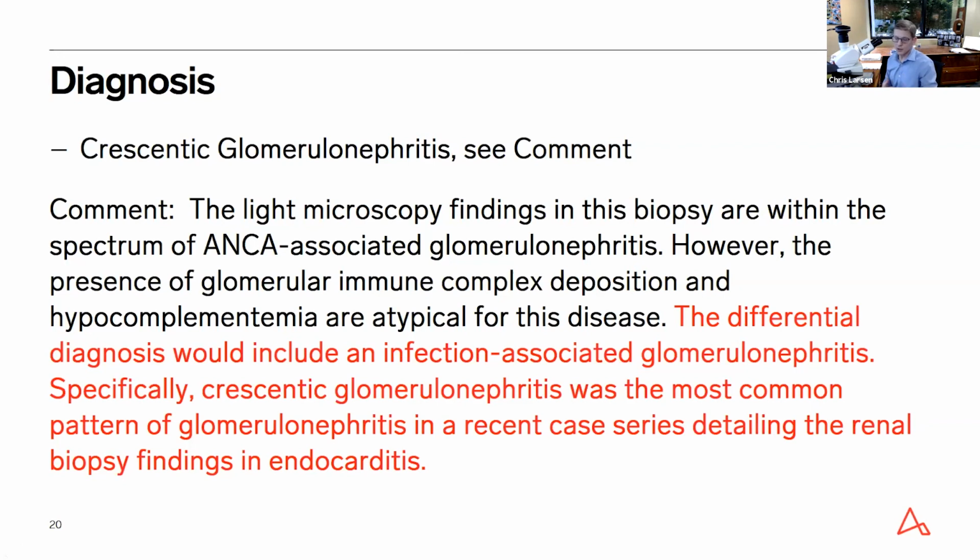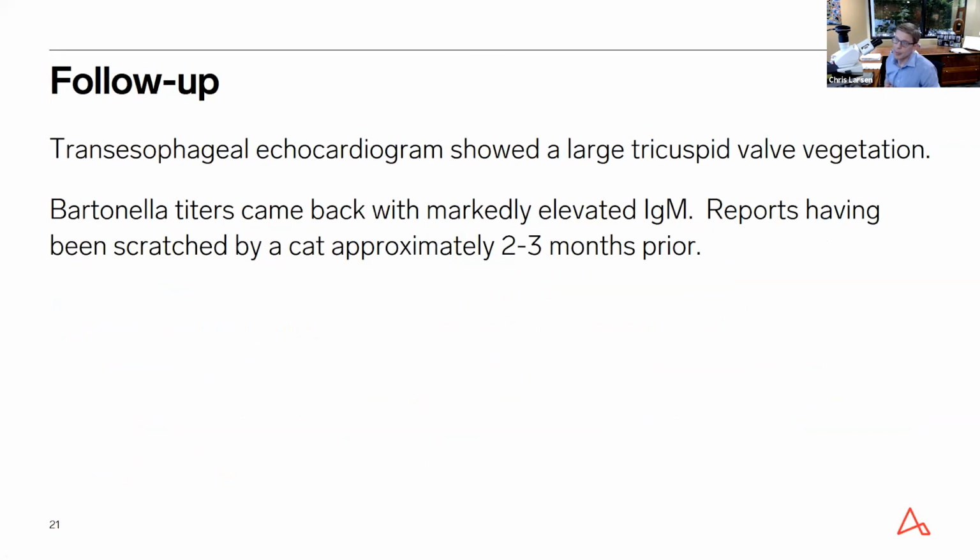He said, great, I'm going to work this patient up. We're going to get infectious disease on board. Ultimately, an echocardiogram was performed, a vegetation was discovered, and the patient was found to have a Bartonella infection. And so this is actually an example of a crescentic glomerulonephritis that is an endocarditis-associated glomerulonephritis.